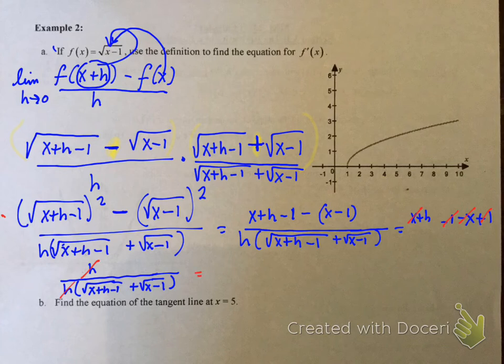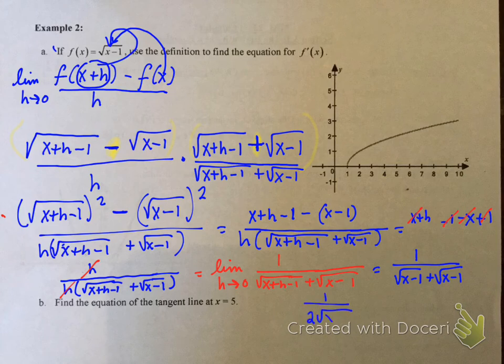Okay, so now I'm ready to take the limit. So I'm taking the limit as h approaches 0 of 1 over the square root of x plus h minus 1 plus the square root of x minus 1. Okay? So once again, plug and play. Wherever I see h, I'm plugging in 0. So I get 1 over square root of x minus 1 plus square root of x minus 1. To simplify that, I'm going to get 1 over 2 square root of x minus 1. And that is your slope. Okay, that's your derivative at any point.